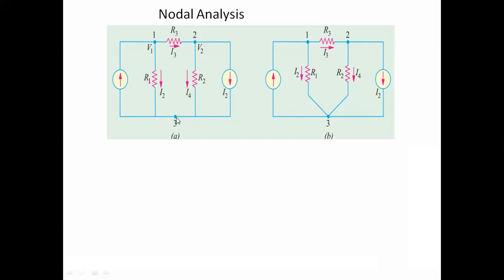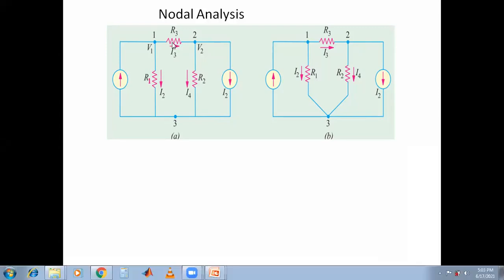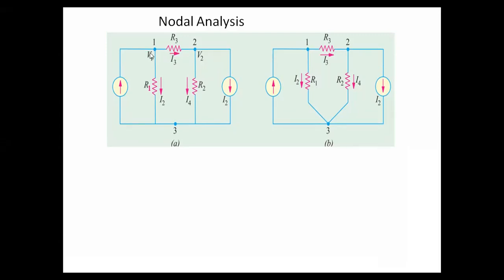This will be considered as zero potential. Here this is node 1 and this is node 2. Using these nodes, at this node the potential is V1, and at this node the potential is V2. V1 and V2 we have to find.